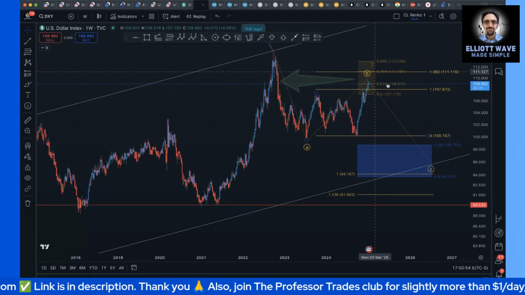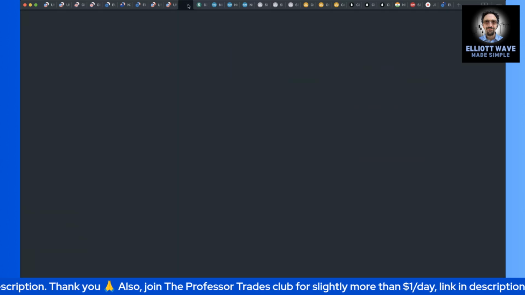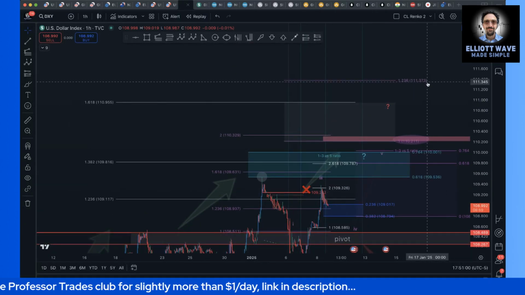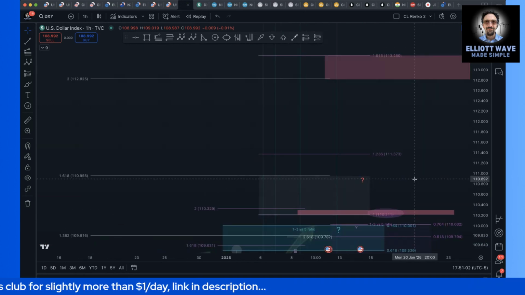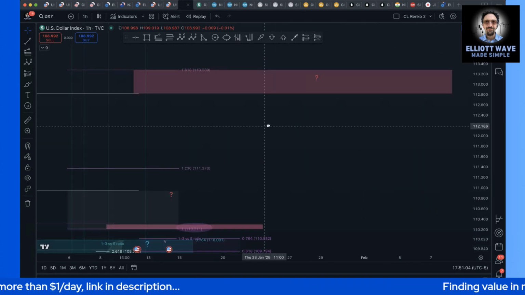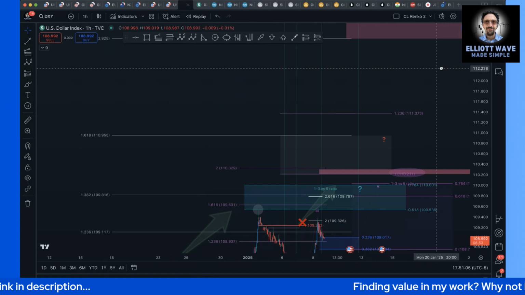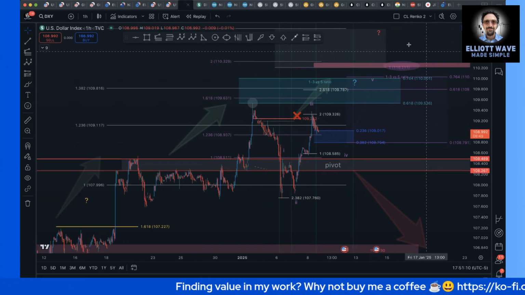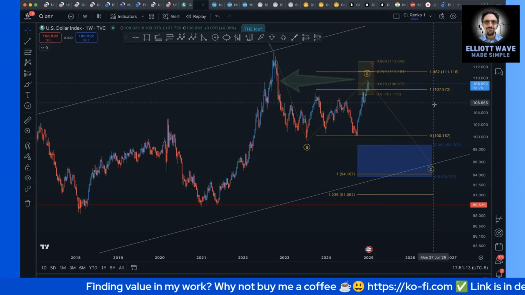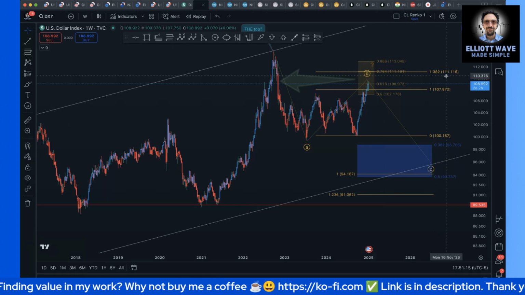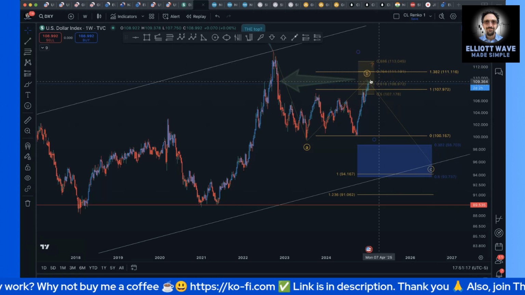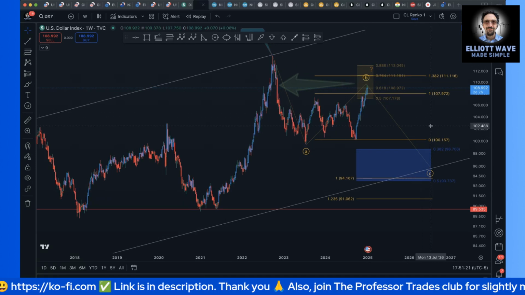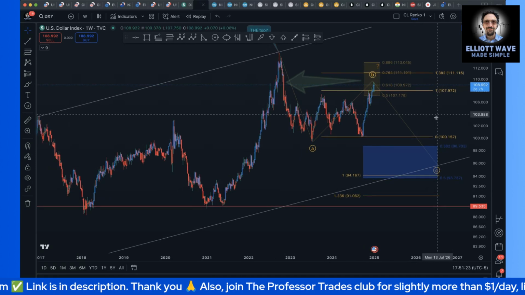Those crazy extensions that look so wild over here on this little 1 hour chart, for example, take 111 and then the ultimate extension all the way up here, 113. Just remember 111 and 113, how crazy it looks on the 1 hour chart. But on the weekly chart, look at where 111 is and 113. This would be a massive extension for this B wave, but there's no reason that can't happen.